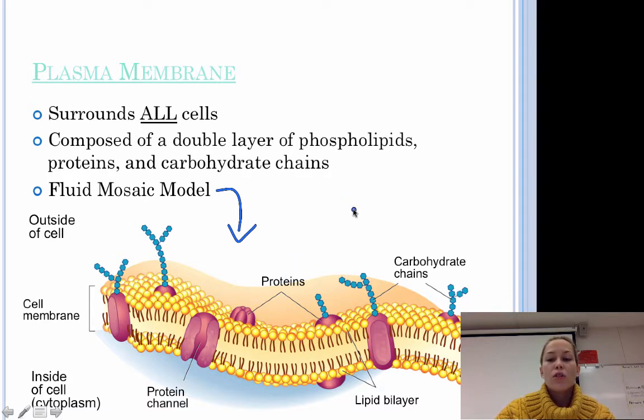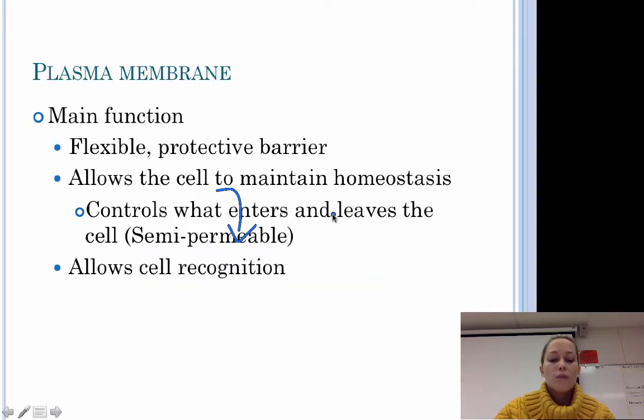We're going to take a closer look at the function of the plasma membrane. So the main function of the plasma membrane is to provide a flexible protective barrier for the cell. It separates what's inside the cell from what is outside the cell. It also allows the cell to maintain homeostasis, so it controls what enters and leaves the cell. This is referred to as semi-permeability, and we're going to be taking a closer look at that in the next two slides. And it also allows for cell recognition.